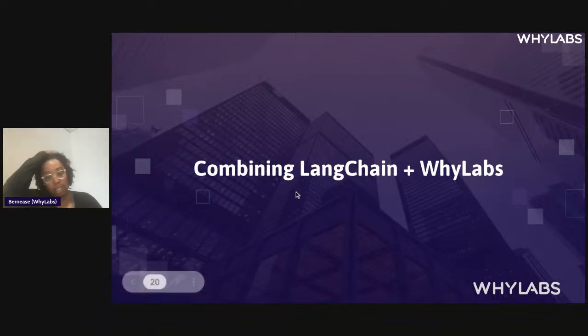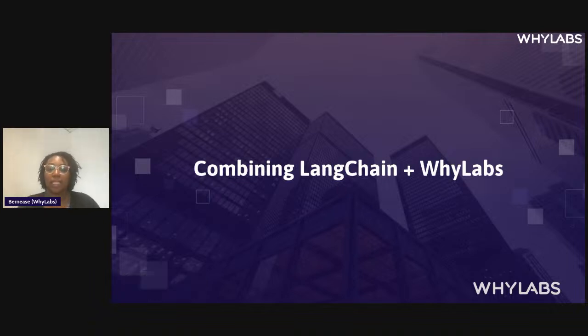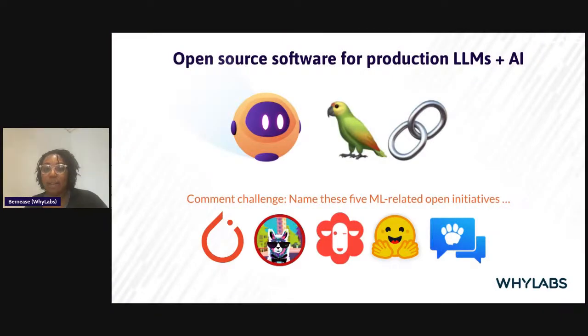Let's keep going. So now let's talk about more of the code side of things, the practical side of things. How do we combine LangChain and WhyLabs? And maybe first, what are these things? And why do we care about them? The first thing that I want to mention is that we're really focused on open source software here at WhyLabs. You see logos here for both WhyLabs and LangChain. But a fun challenge that I'd like you to do in the comments is if you can name all 5 of these logos for other open source machine learning initiatives.